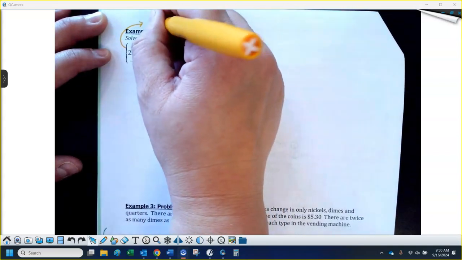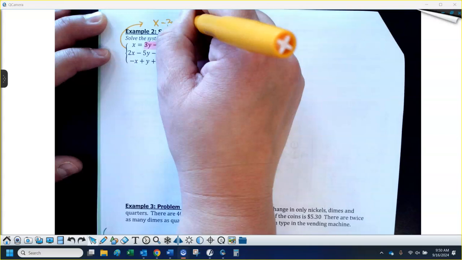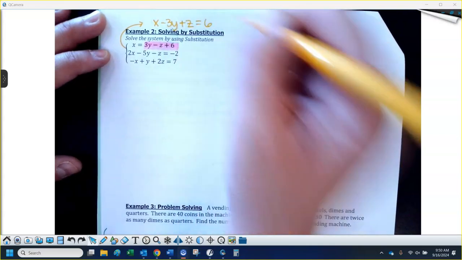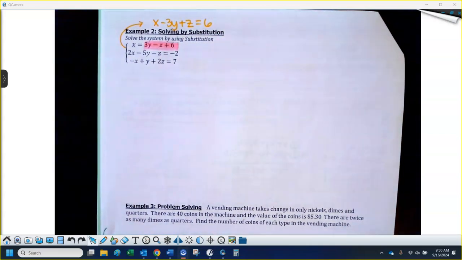I would just subtract the 3y and add the z back to the other side and put that in kind of standard form real quick. So if you like the elimination better, you can. I'm going to go ahead and use substitution on this one, but it's really easy to manipulate these equations if you have a preference for one or the other.